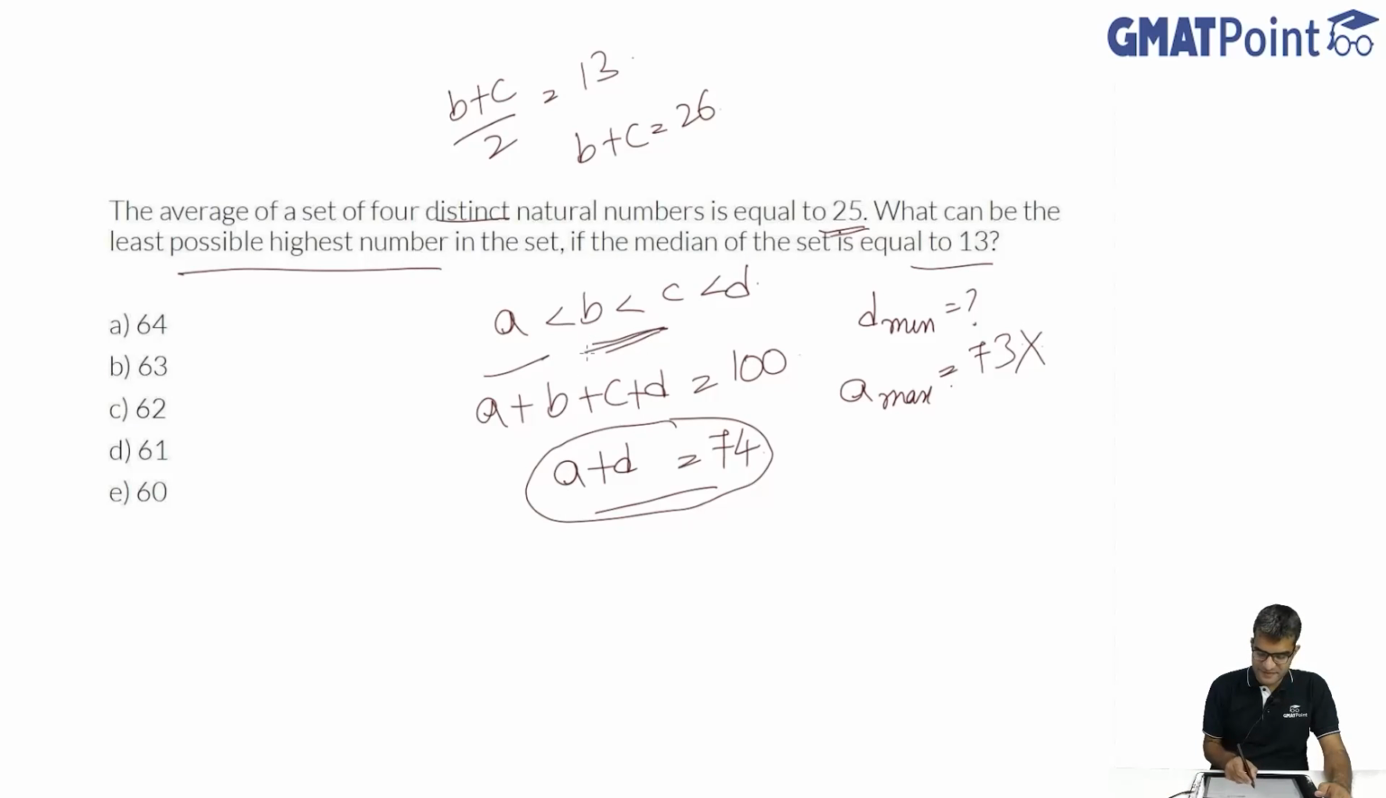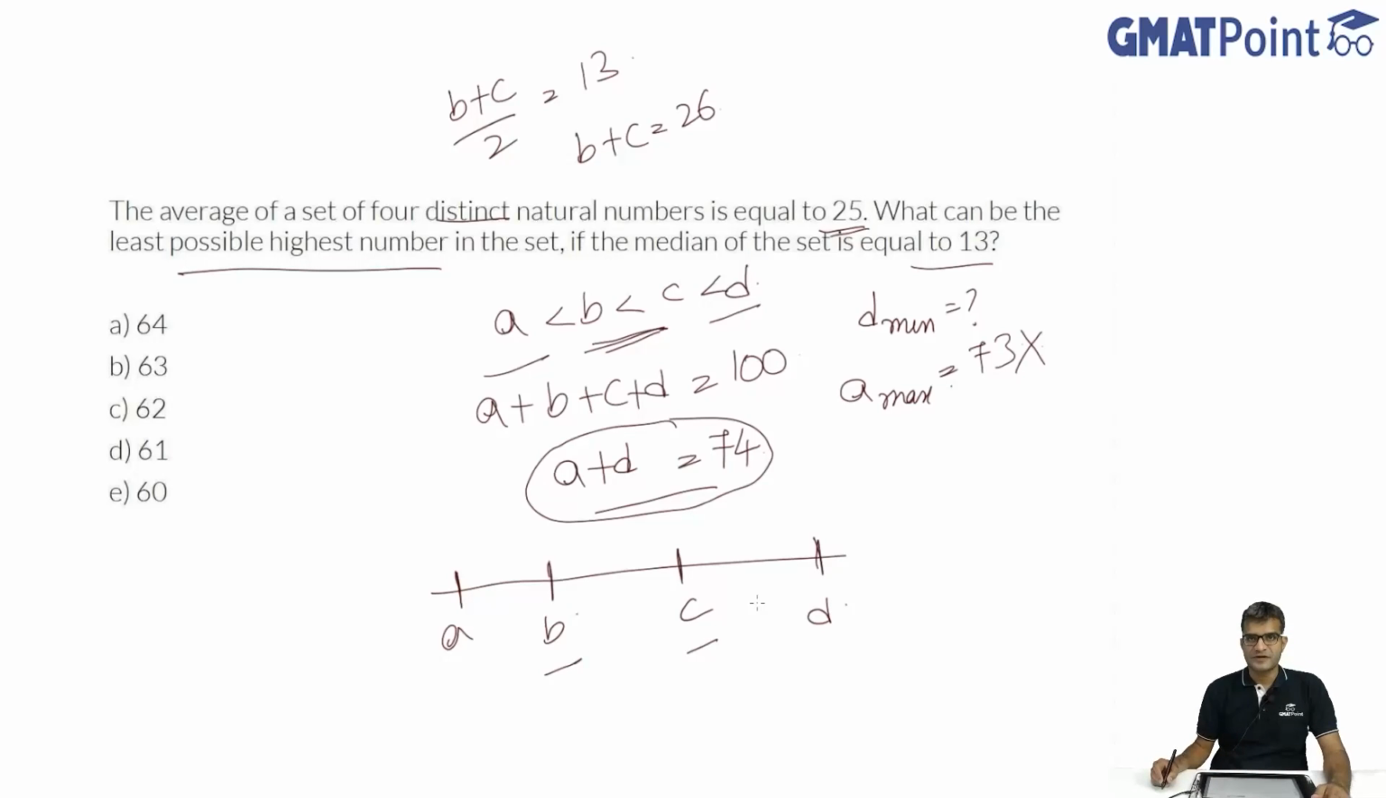Because A is less than B is less than C is less than D. If you have the 4 numbers like this, you have A over here, B over here, C over here, D over here. Now the average of B and C is 13. What that would imply is that 13 will lie between B and C. B has to be less than 13, C has to be greater than 13, and A has to be less than B. So if you are trying to maximize the value of A and you know that A is less than B, we will first find out what is the maximum value of B.